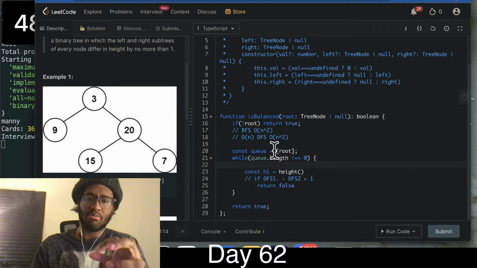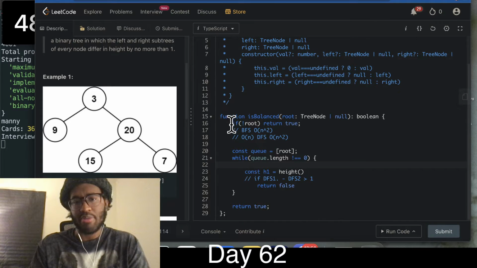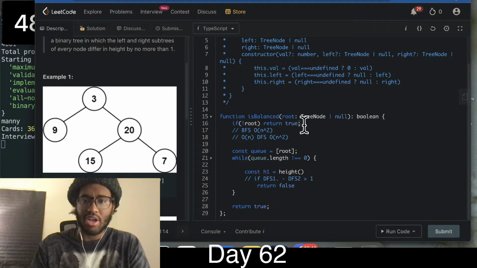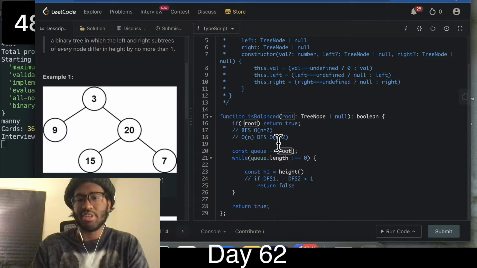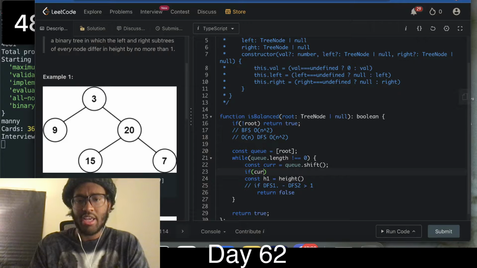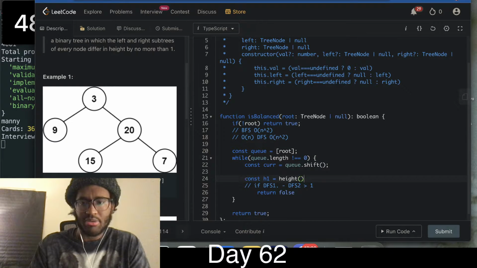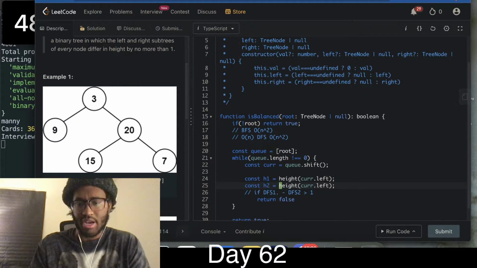Level order traversal, we want to pull the current node off of the queue. We've already made sure that it does exist, because if not root, we return true. So we know that root does exist. And here we want to say cur is equal to q dot shift. And we'll say if cur exists. Actually, we can guarantee that it exists because of this if case up here. So cur will exist, and we'll calculate the height of cur dot left, the height of cur dot right.